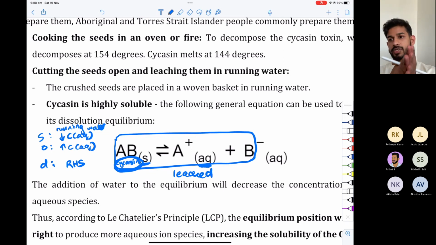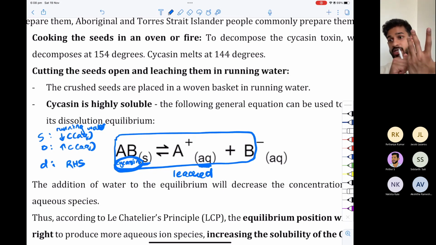Another way to decompose the toxin is, instead of using heat, you can use enzymes from fungi, bacteria, etc. So they'd also sometimes dig the seeds deep into the soil underground, leave them there for a period of time, and that would ferment or break down the seeds and the toxin as well. Okay, and then after that cleaning and cooking, it would also allow it to be eaten too.